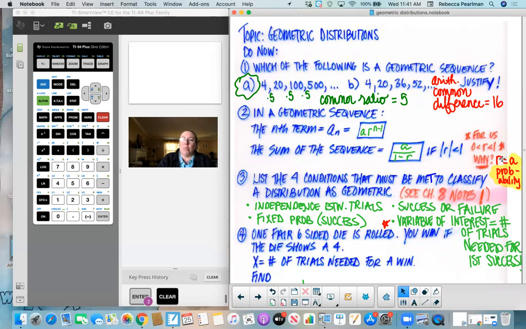Here R will be our probability, and the 4 conditions for geometric. We have independence between trials, just like for a binomial. What happens on one attempt does not influence what happens on the next attempt. Therefore, we get to multiply probabilities. There's a fixed probability of success, so that never changes, success or failure. And then finally, the variable of interest is not how many successes, but how many trials we need to get our first success.